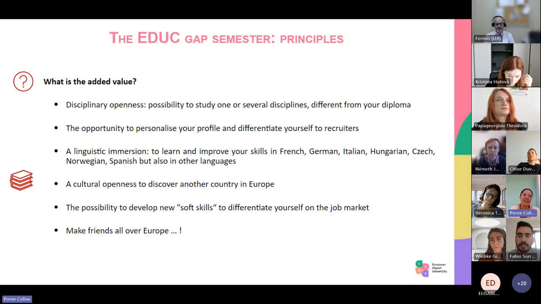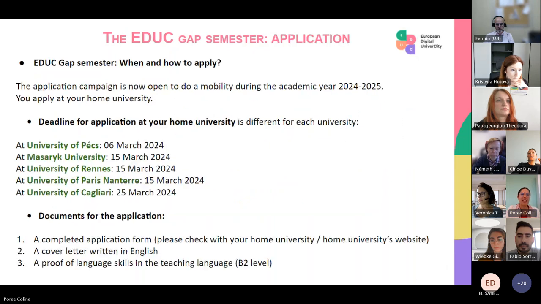And last but not least, it allows you to make friends all over Europe, which is always a nice addition to a mobility. Now, on to the more serious part, the conditions and the application process. So obviously the application campaign is now open, that's why you're here. And the goal is for mobility during the academic year 24-25, so next year.